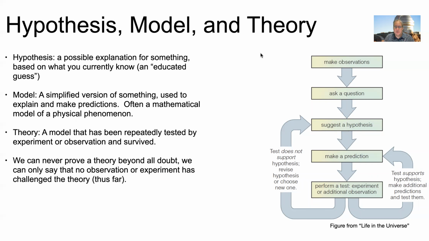It's a possible explanation for something based on what you currently know. So you observe a phenomenon, you come up with an idea about what could be causing that phenomenon. That's your hypothesis. A model, we're going to go into a lot more detail about what a model is, but basically just a simplified version of something. It's a simplified version of the world around us used to explain and make predictions.